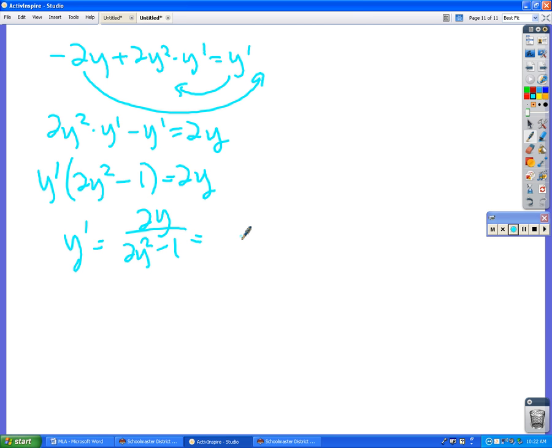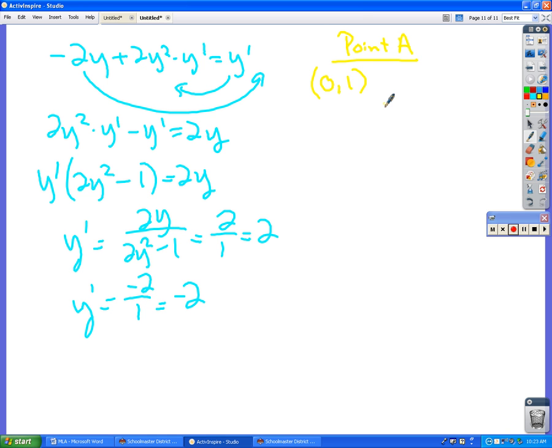You get 2. 2 over 1, which is 2. Okay? And she says, why didn't we plug in negative 1? Well, we're going to plug in negative 1 also. And that would give me negative 2 over 1, which is negative 2. Okay? So now you can come up with the equation for the line through A, because we know the coordinates of that point are 0, 1, correct? And we know the slope is 1.